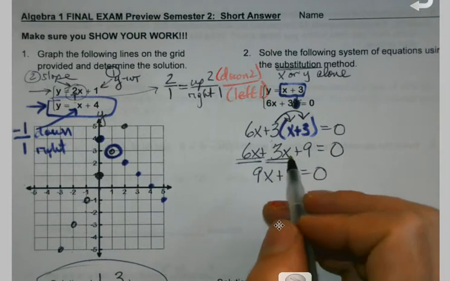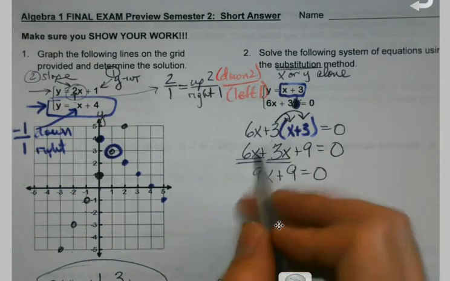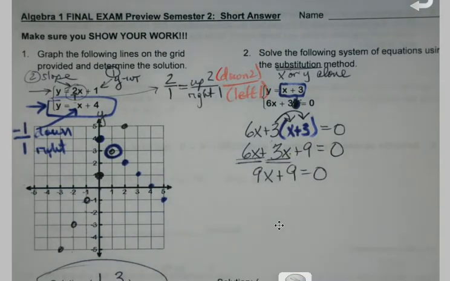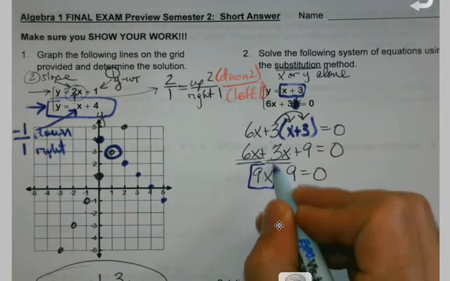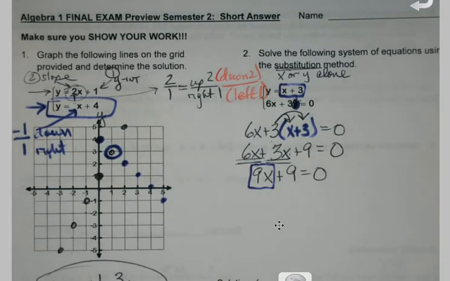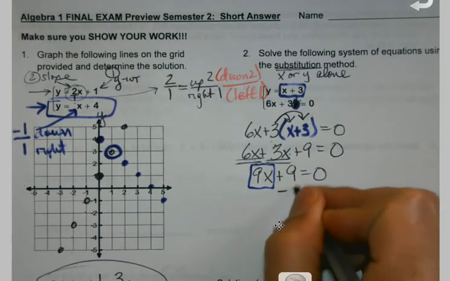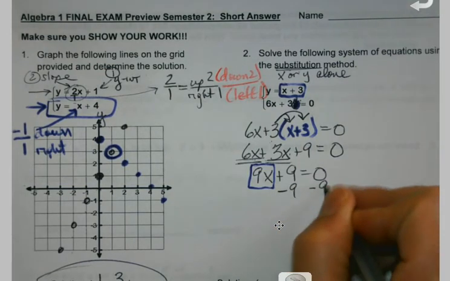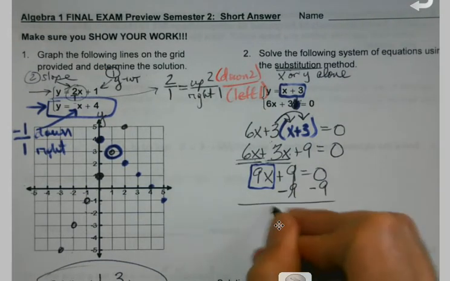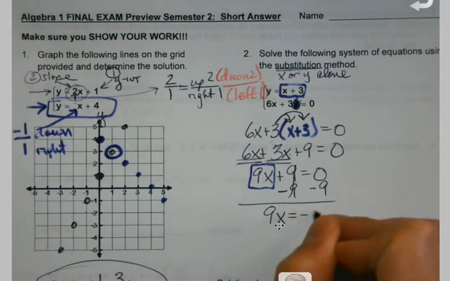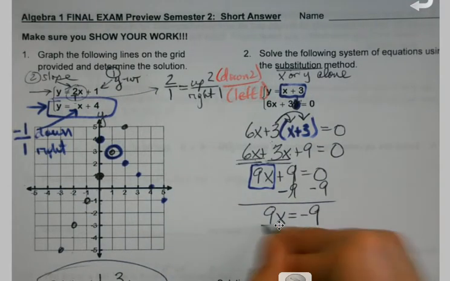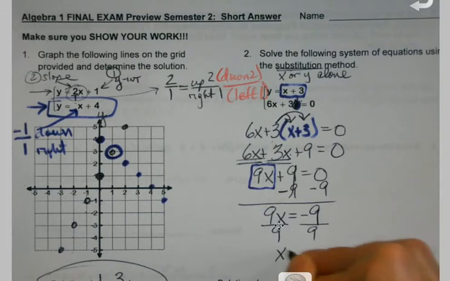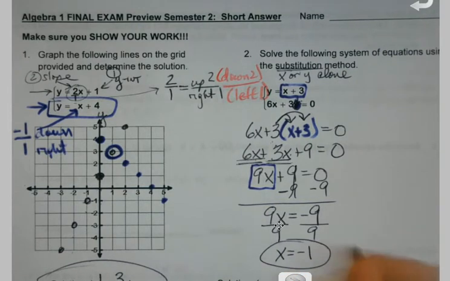And the only reason I can get away with this is these are on the same side of the equals. If they're on opposite sides, we'd have to take a little different way of going after it. But right, because at this point, I need to get my x by itself. And now it's just like a regular old equation like from first semester. And divide by 9, since I'm multiplying by 9 here. And I get my x.